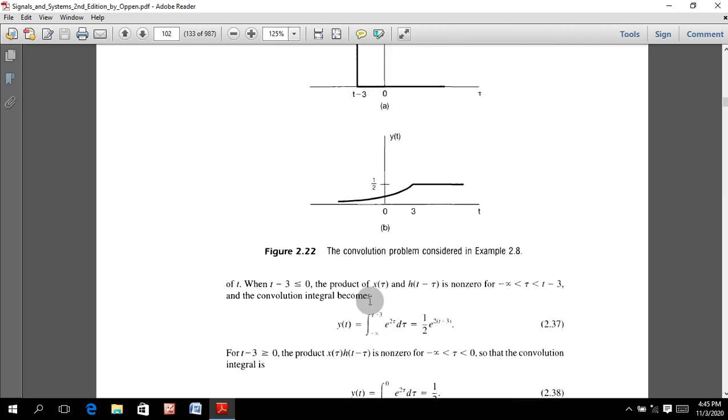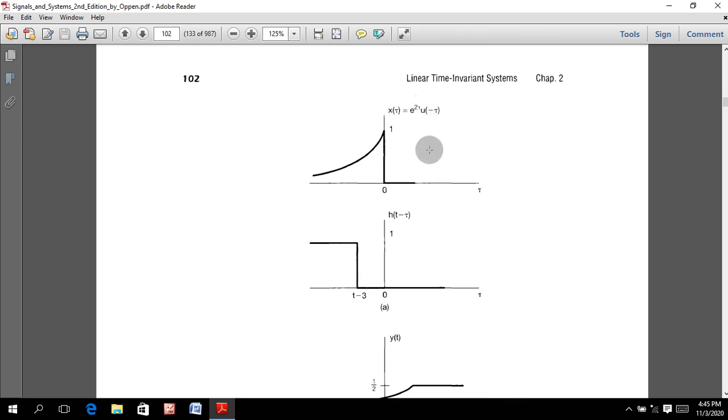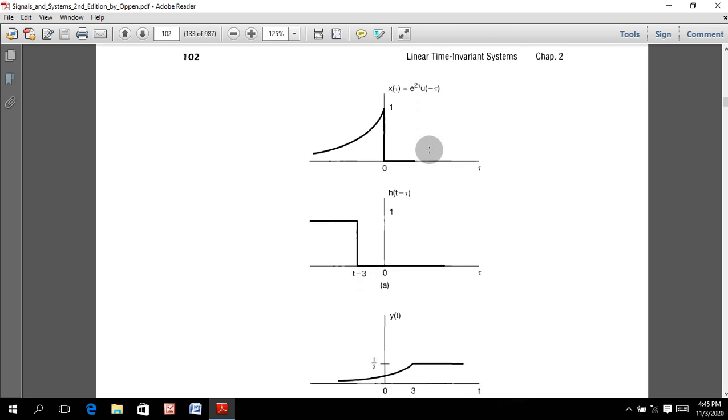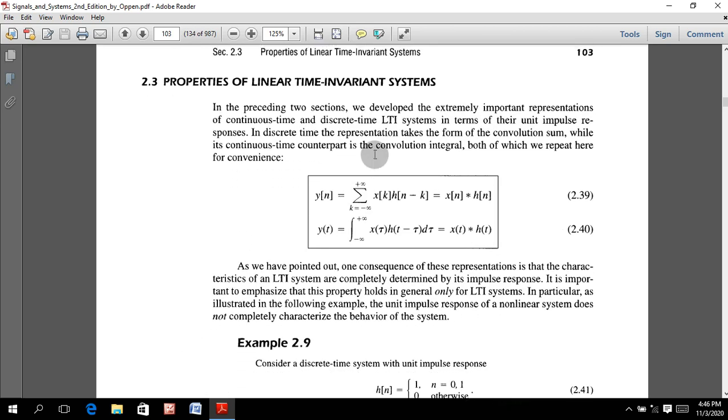The same process has been followed here, where we have taken two considerations. One, t minus 3 is less than or equal to 0, and for that reason the value of t should be less than or equal to 3. And for t minus 3 greater than or equal to 0, by the same process, t is greater than or equal to 3. So this is the mathematical representation that we have provided.